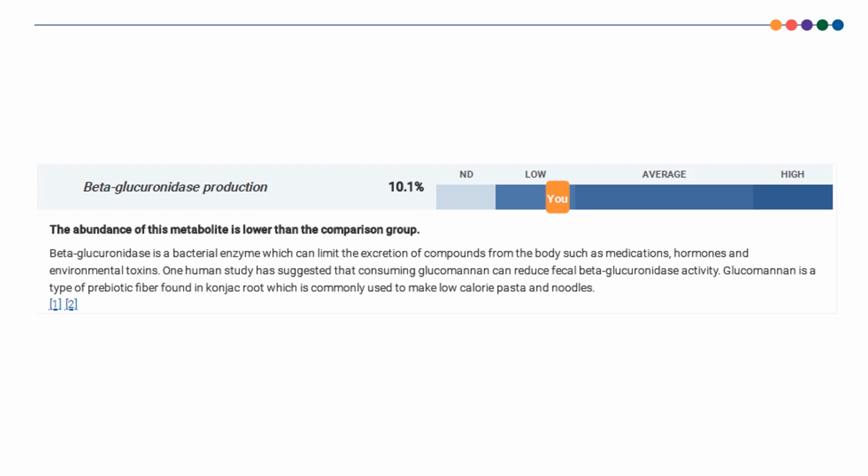Beta-glucuronidase is an enzyme associated with potential recycling of toxic compounds, including estrogen and other hormones, medications, and environmental toxins. Glucomannan is a prebiotic fiber in konjac root that reduces fecal beta-glucuronidase activity. The potential to produce beta-glucuronidase is low, and this is a good finding. We measure beta-glucuronidase directly on our GIFX comprehensive stool profile.